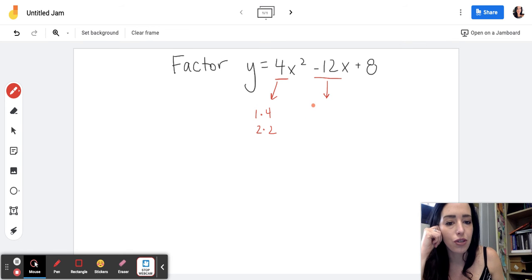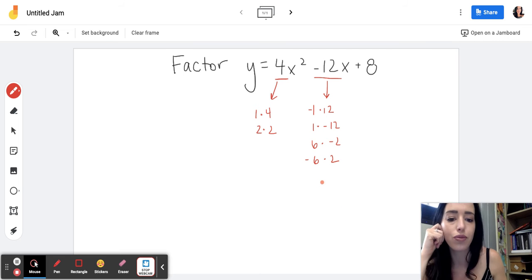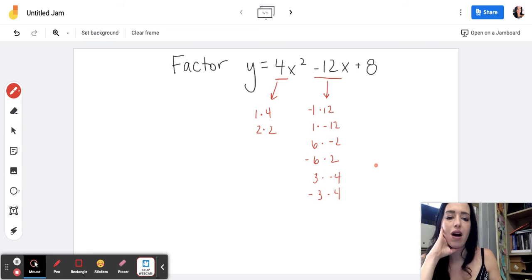So let's see, I could do negative 1 times positive 12, positive 1 times negative 12, positive 6 times negative 2, negative 6 times a positive 2, positive 3 times negative 4, or negative 3 times a positive 4. All right, so that's a lot of factors because we have that negative there. And then last but not least, 8. So I could have 1 times 8 or 4 times 2.